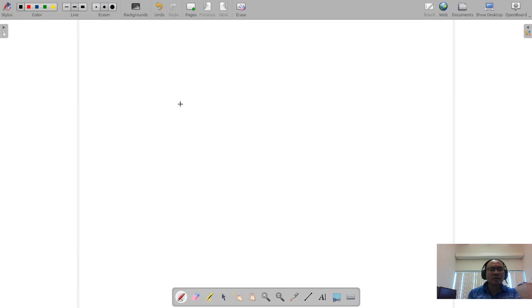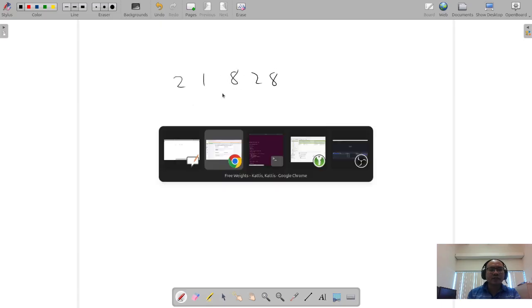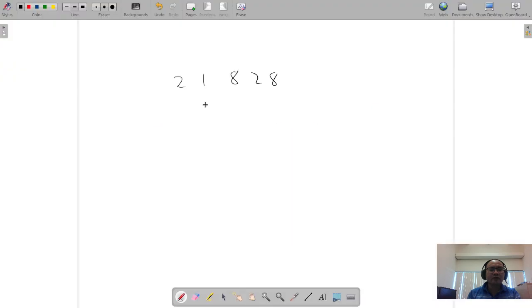21828, and then 99414. So you can scan both of them, and you realize that they're not all paired up together. So you know you have to move something.